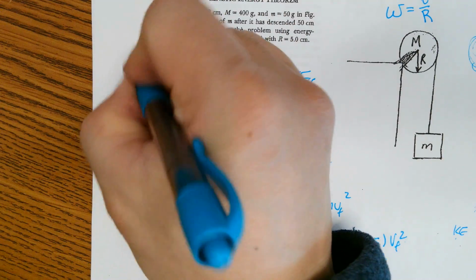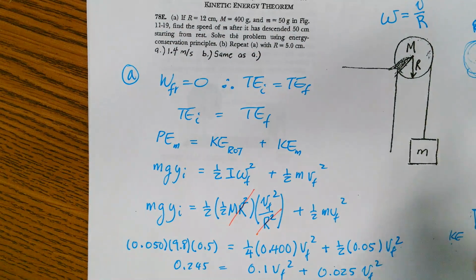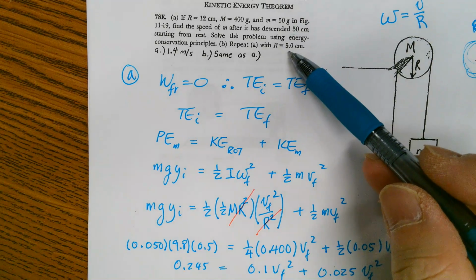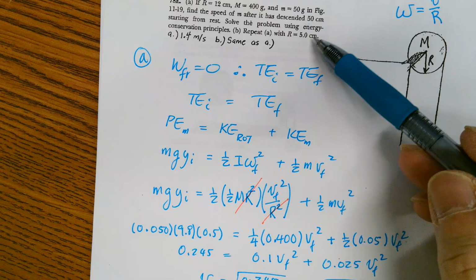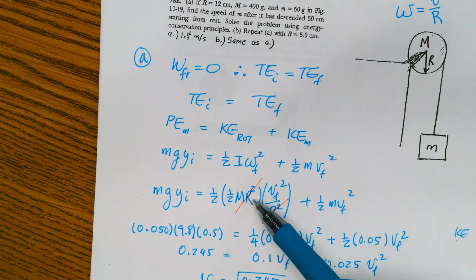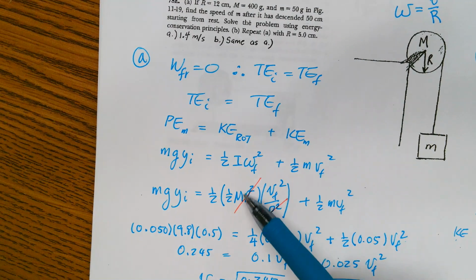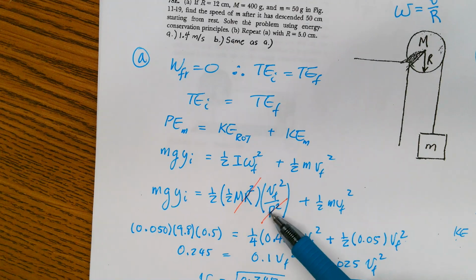Now, that was part A. Now let's do part B. Repeat it with 5 centimeters. Well, what's the only thing that's going to be different? This looks like instead of 12 centimeters here, this is going to just turn into 5 centimeters. So does that make a difference? No. It's the same thing, right?